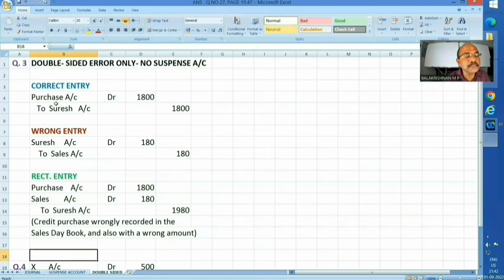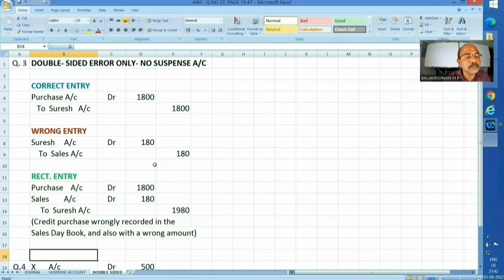Correct entry is purchase account debtor 1,800 to Suresh account 1,800. You know that a credit purchase entry will be this way. This is the proper amount also. Whereas having entered it in the sales day book, the entry will be Suresh account debtor 180 to sales account 180. This is not a posting mistake. In the very original day book itself, the entry has gone wrong. So it's a double-sided error.